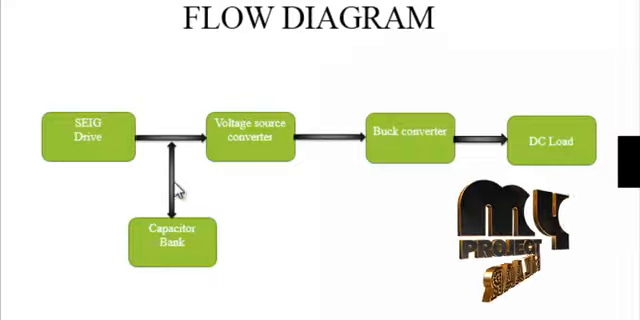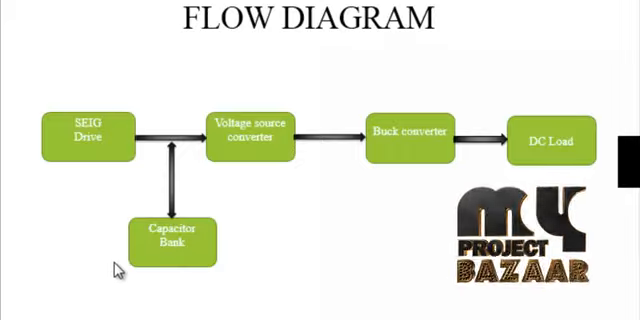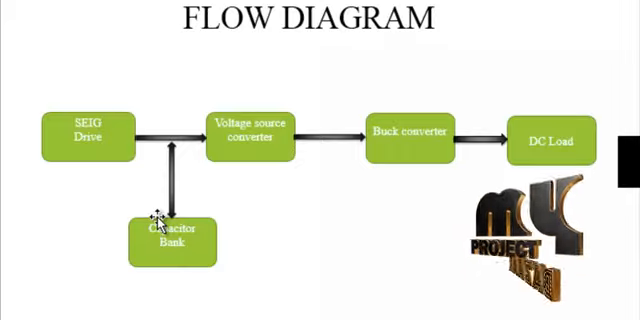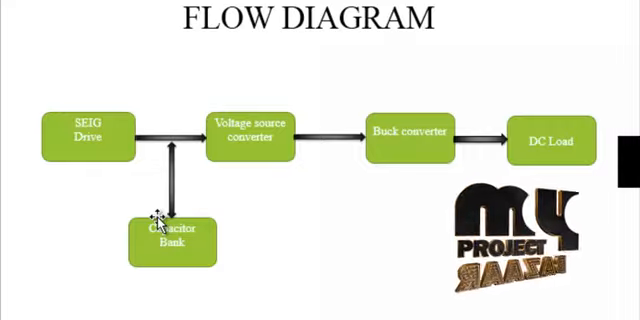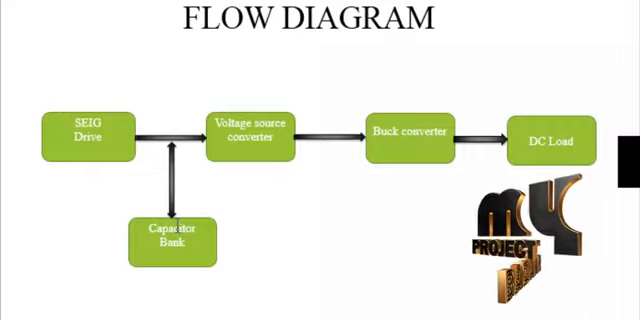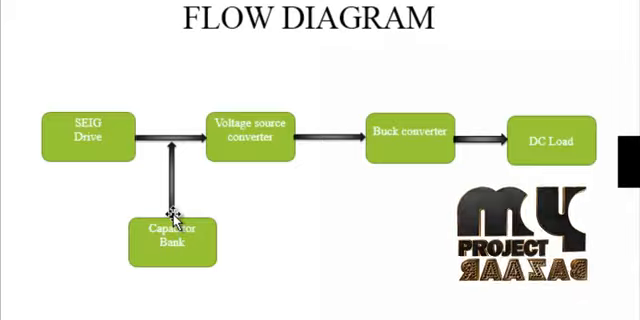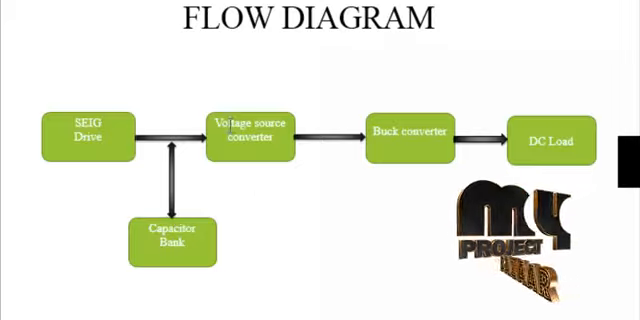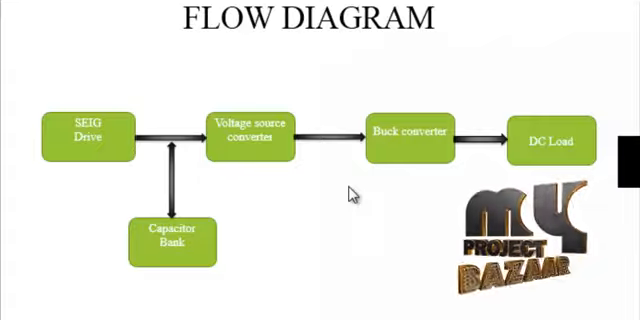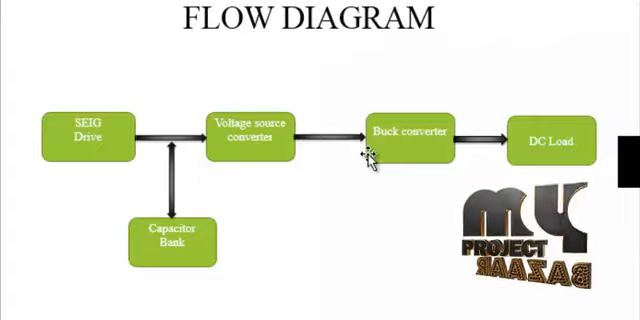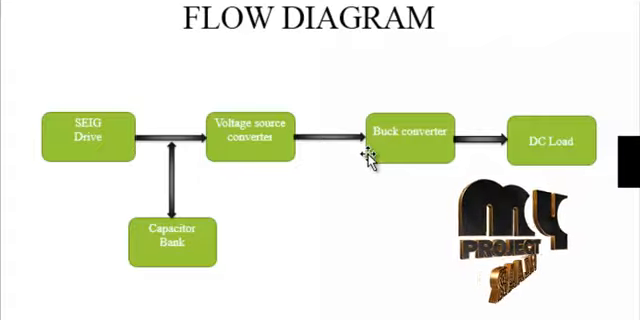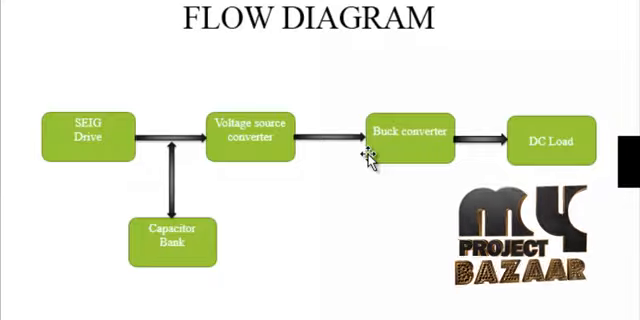The intermediate section is the capacitor bank. The capacitor bank stores charge in the line and discharges it to improve our DC load, so the fluctuation does not reach the load. This passes to the buck converter, and the buck converter passes to the DC to DC converter.